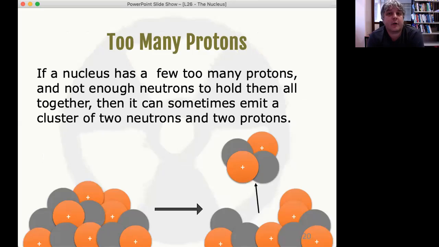So beta decay occurs when there are a few too many neutrons. They're not all really needed to hold the nucleus together. One of them might decay and turn into a proton.